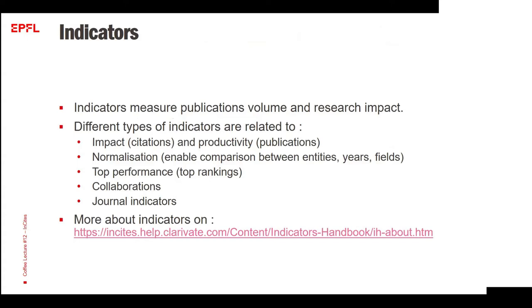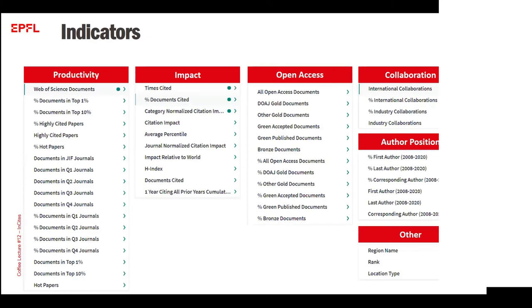Available indicators measure the volume and research impact. They are grouped into different categories related to impact and productivity, normalization, that is to say, comparison between equal entities over the same year and in the same domain. Top performance, that is to say, classification of results in the top. Collaboration, journal indicators. You will find the indicators description on the InCites help page. About 100 indicators are available.